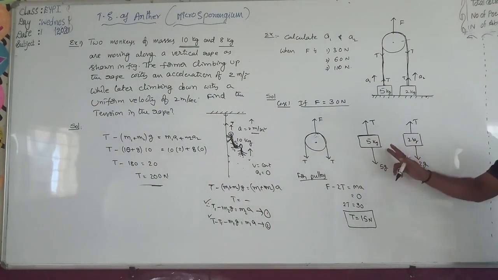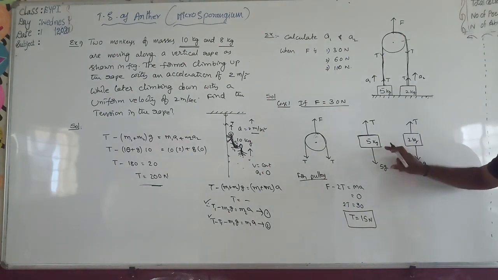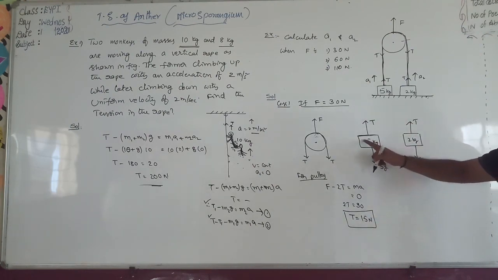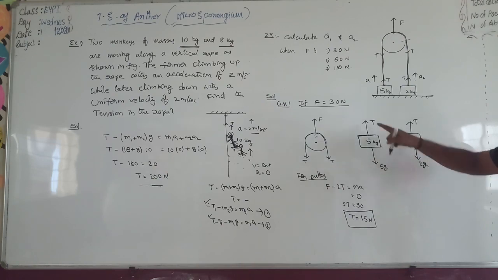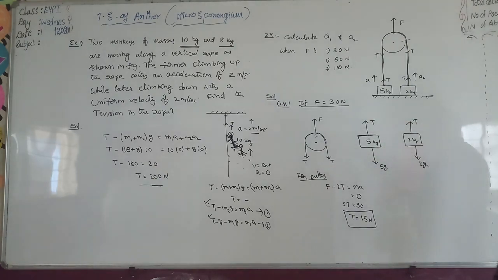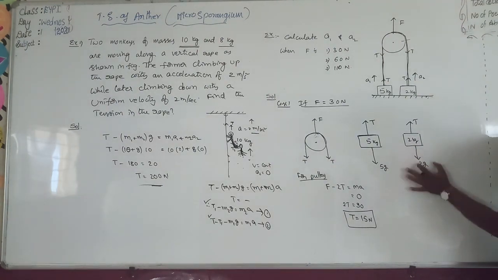For the first one, 5 into g means 50 newtons downwards, and T is equal to 15. Is it possible to lift the block of mass 5 kg upwards? No, because the upward force is less than its gravitational pull. Again, the 2 kg block also has 20 newtons downwards.